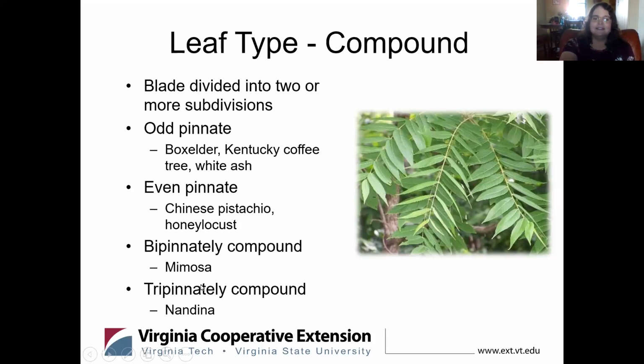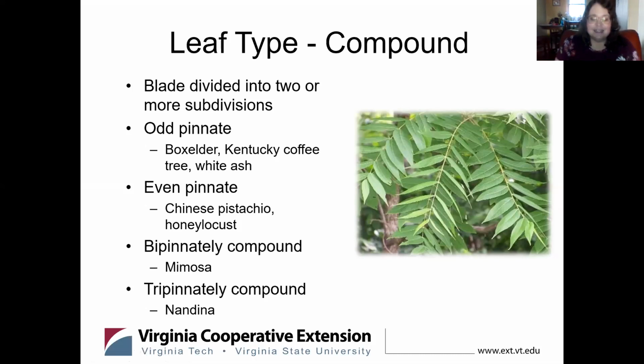Tripinnately compound is Nandina. Some people call that heavenly bamboo. It's not a bamboo though, even though the common name might say it. And it is tripinnately compound. So you have the central rachis, you have little rachi that come off the central rachis, and then you have rachi that come off those. So it's even further divided, and then you have the leaflets after that.